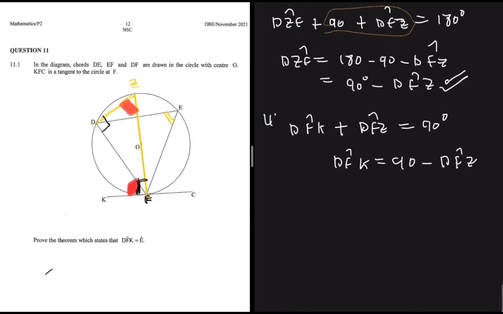So now we can see that DFK is equals to DZF. But we know that DZF is equals to E, right? So that will all be equals to E. And by that, we have proved the Tan-chord theorem.